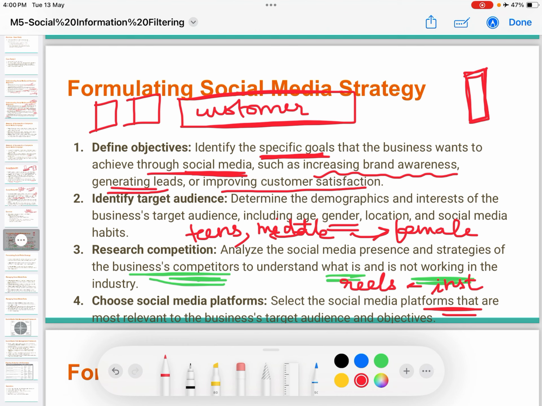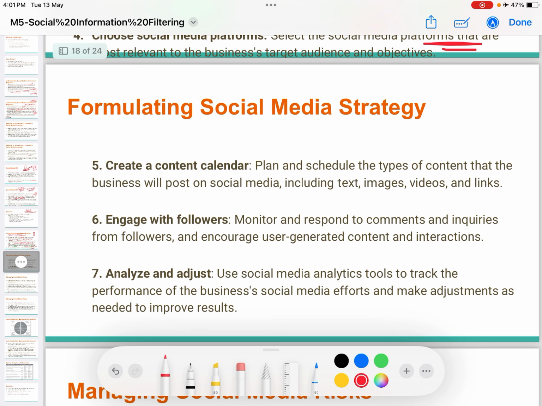If it wants to hire people, then maybe LinkedIn will be more relevant for it, because it will be posting job updates on that platform. So likewise, choosing which platform is more relevant and fulfills the objectives of the business. Create a content calendar. Plan and schedule the types of content that the business will post on social media, including text, images, videos, and links.